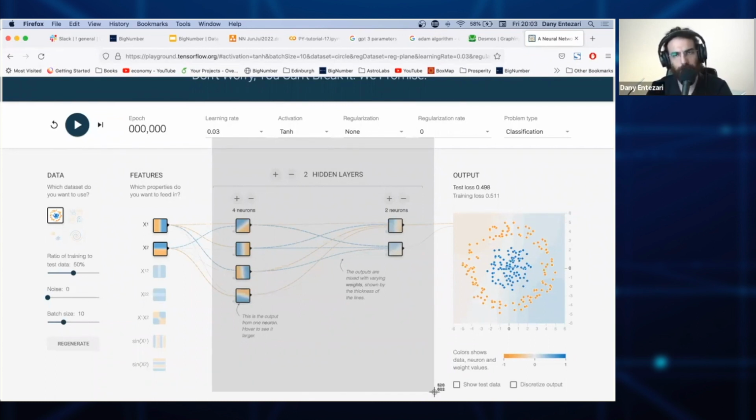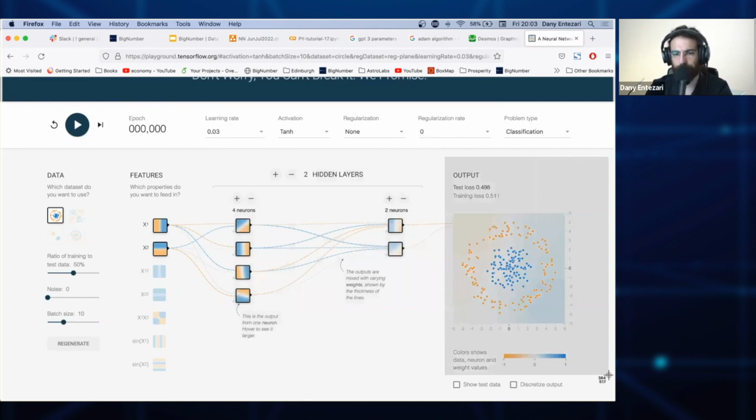For things like pictures and sound bites or text, no, you definitely need a more elaborate neural network. And then you have your output layer. So this entire thing is your neural network.